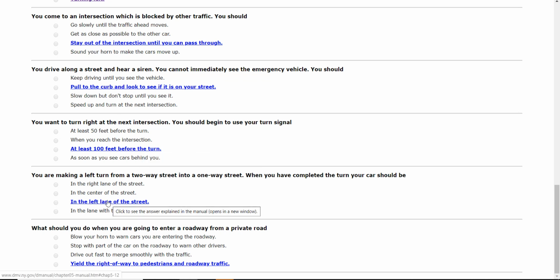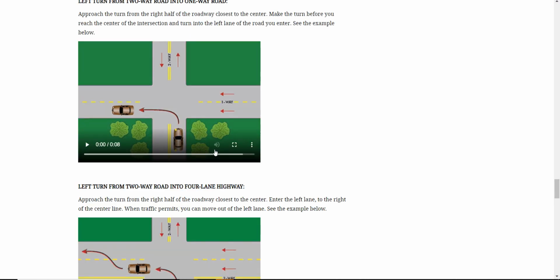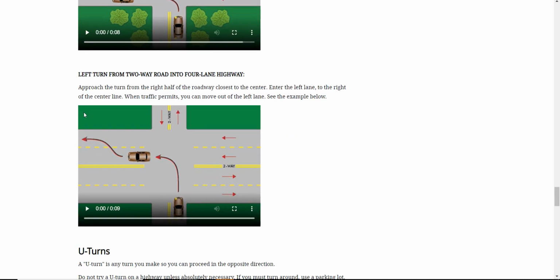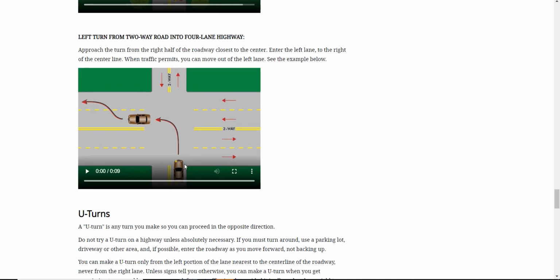You're making a left turn from a two-way street into a one-way street. You must have completed the turn with the car in the left lane. This is what I was talking about. So if this is one way, you have to be on the left. If this is two-way into a four-lane highway, then you have to be on the left and then on the right.